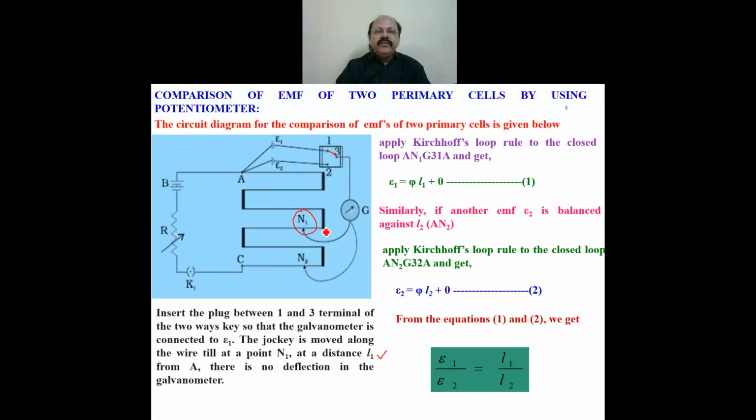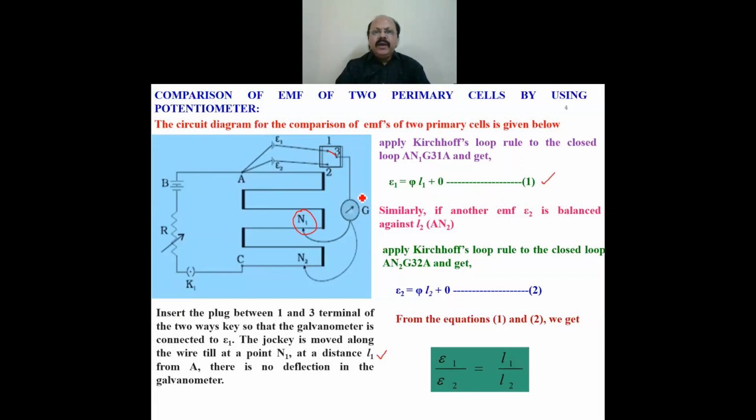Let us say that it is L1. Then we apply Kirchhoff's voltage law in the closed loop AN1G31A. So you see that the loop's direction is from lower potential to higher potential, that is from negative to positive. So that's why E1 is positive. And the potential drop across AN1 is phi L1. Since the galvanometer shows zero deflection, the potential difference there is zero. So finally the equation is E1 equal to phi L1 plus 0. Mark this equation 1.